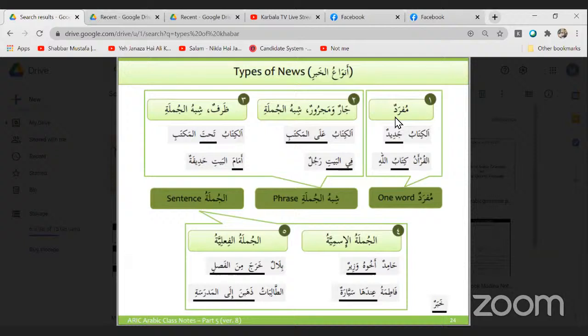If you have the subject and the predicate, then it will be classified as a composition, or a compound sentence. But if you have one part, not the other part, it will be classified as one word, mufrad. Is that clear? So here, al-kitabu jadid, the book is new. Al-Qur'anu kitabullah, the Quran is the book of Allah.